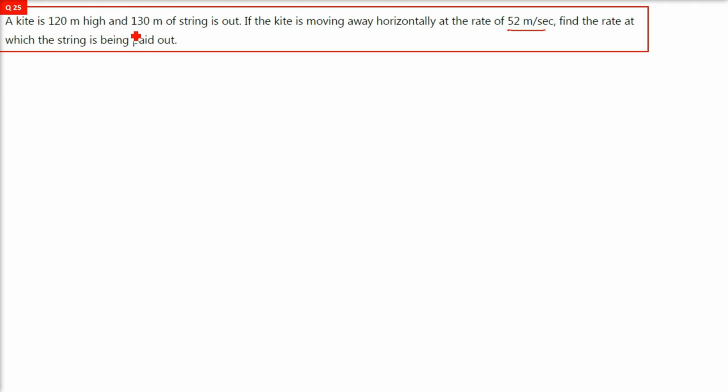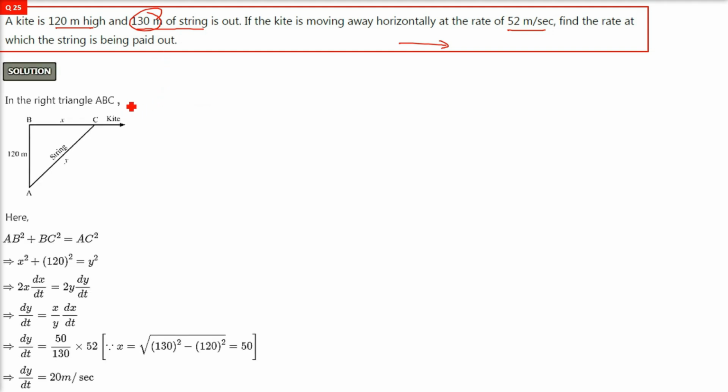So you are actually flying a kite, and the kite above the ground is 120 meter high, and the string length will be at some angle from the ground, and it is at 130 meter string out. Now this kite is moving away horizontally at the rate of 52 meter per second. Find the rate at which the string is being paid out.